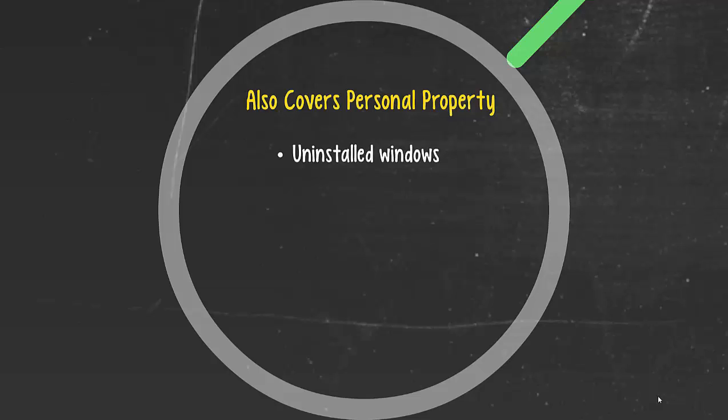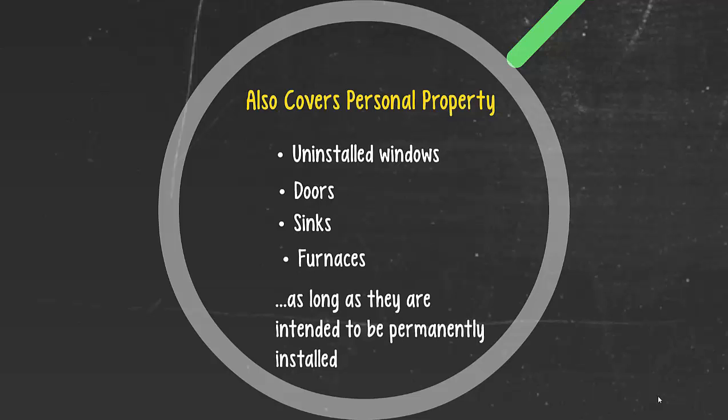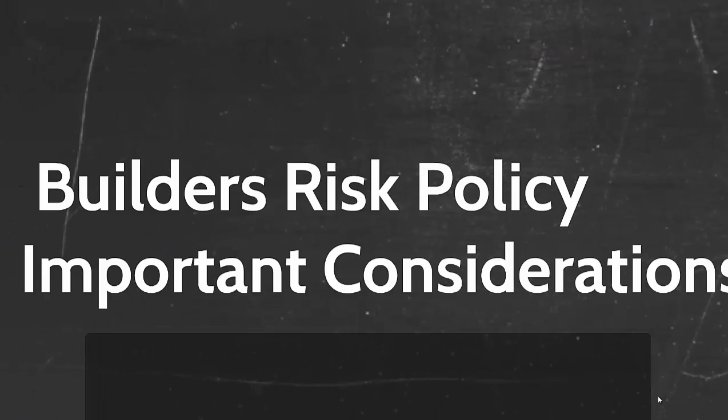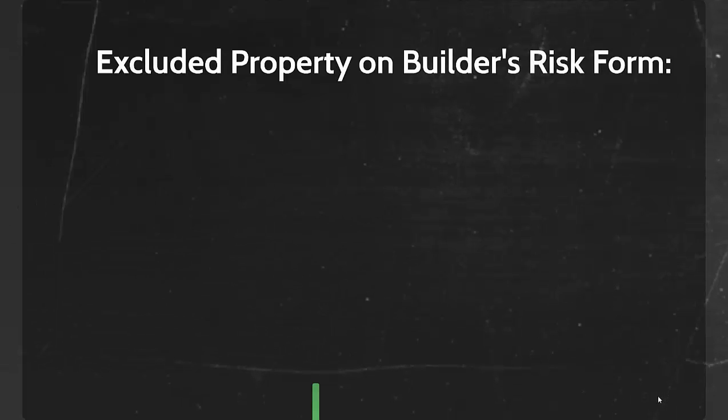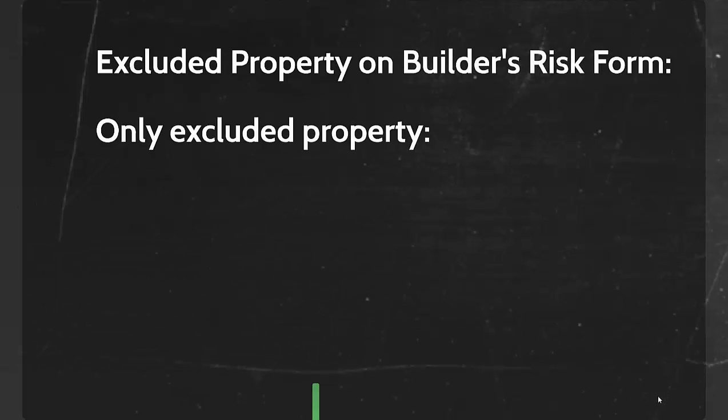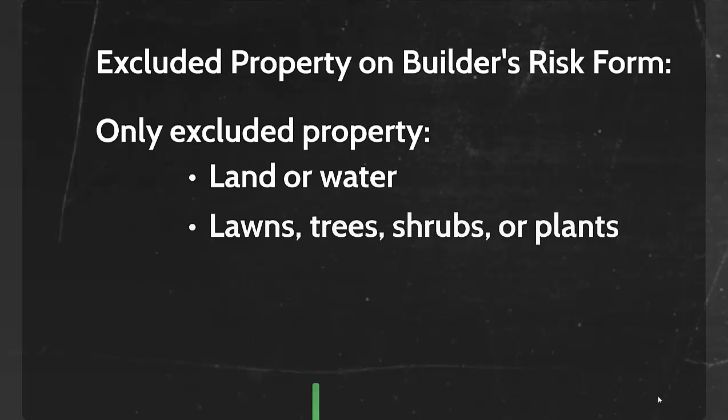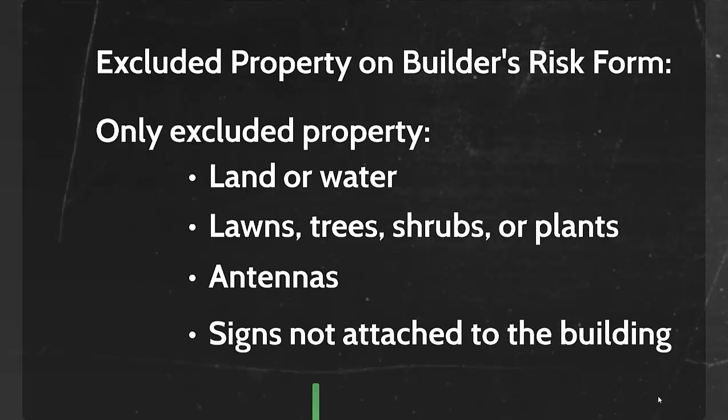It also covers personal property, for example, uninstalled windows, doors, sinks, furnaces, as long as they are intended to be permanently installed. Now let's look at some important builder's risk policy considerations. Certain property is excluded on the builder's risk form: land or water, lawns, trees, shrubs, or plants, antennas, and signs not attached to the building. So there are fewer exclusions in the builder's risk form than in the building and personal property form.